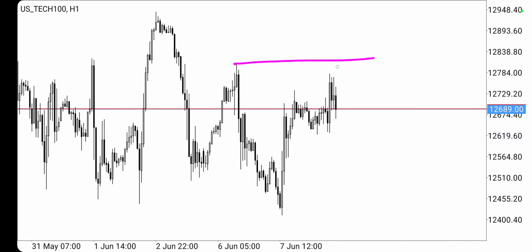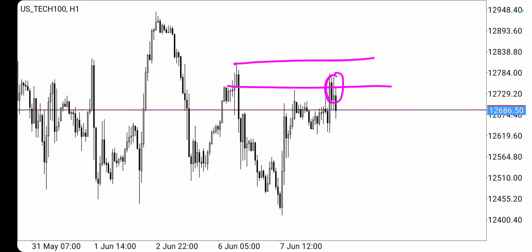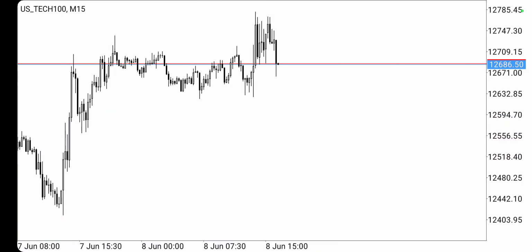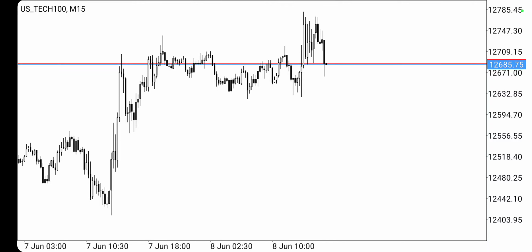On H1, this is that level that I said those who are trading can look to sell. You have a pin bar there, but where are you going to place your stop loss? On H1, the next support is here, so the space is quite small. So let's check M50. Maybe you'll have a different view from there.